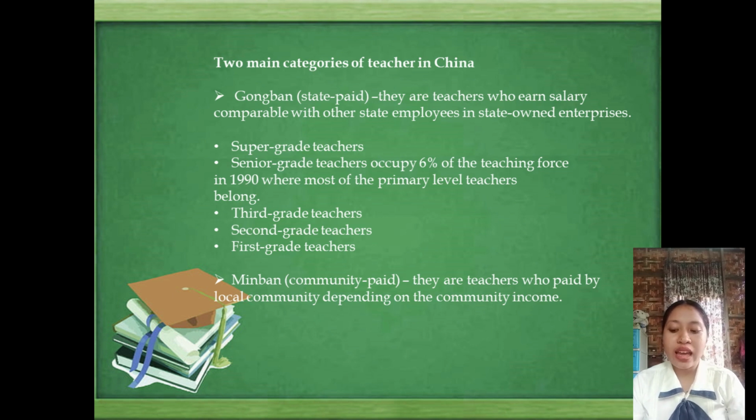The second type of main category in China is the Minban. So Minban is what we also call community paid. These are the teachers who are paid by the local community depending on the community income.